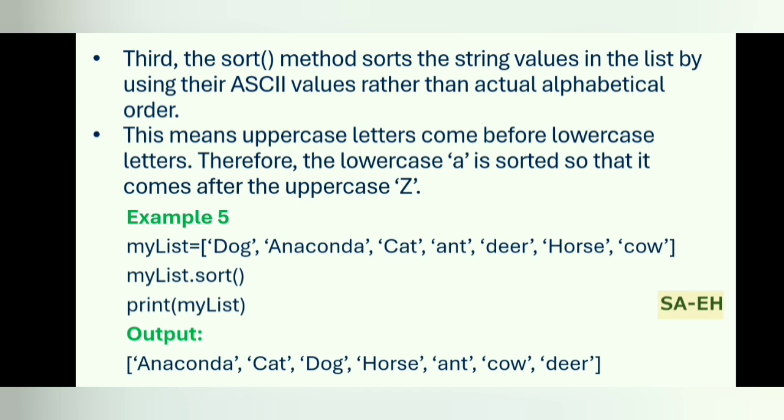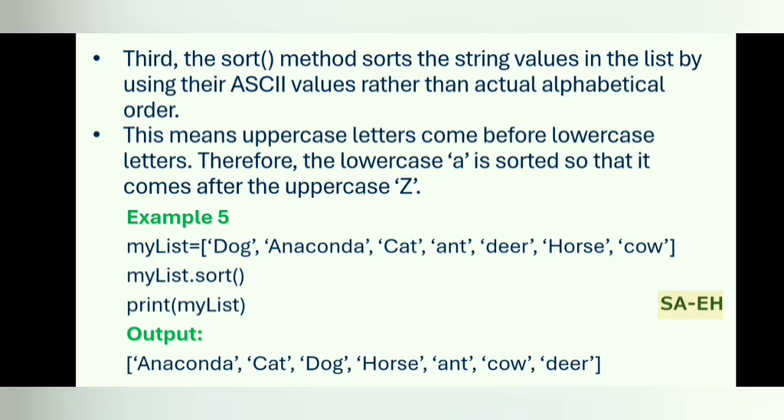Example 5. In this example, the first thing I did was create a new list with the 7 string values of dog, anaconda, cat, ant, deer, horse and cow, and assign it to the variable myList. In the next statement, I call the list.sort method. By default, the sort method sorts the items in a list in ascending order.